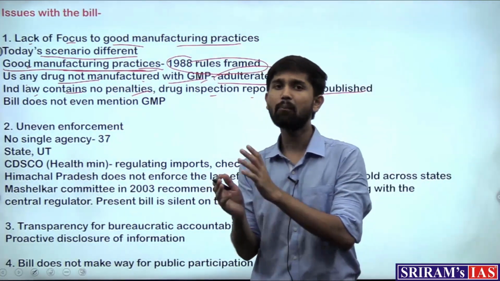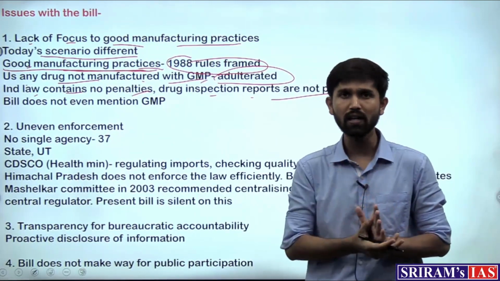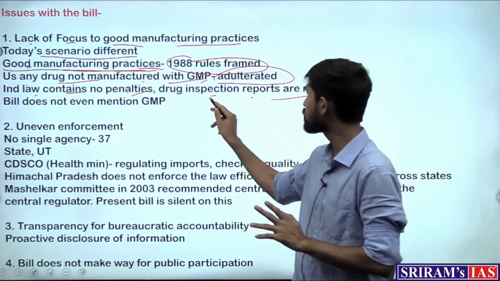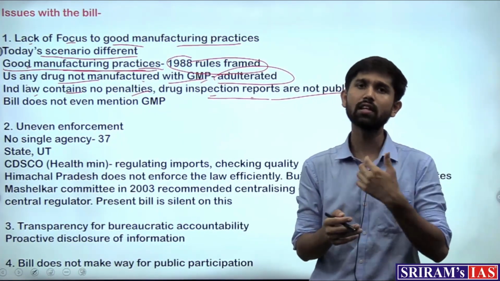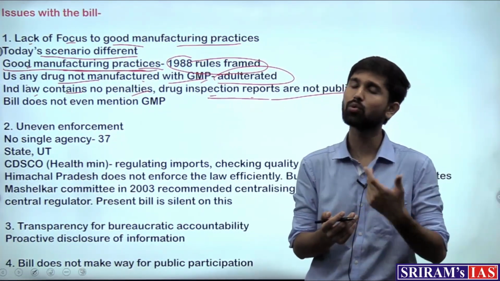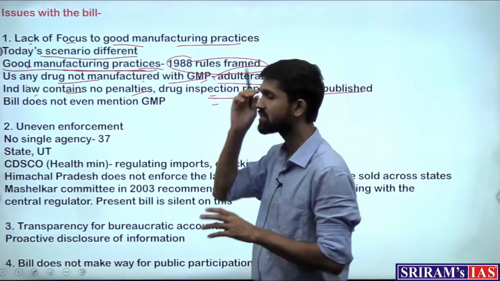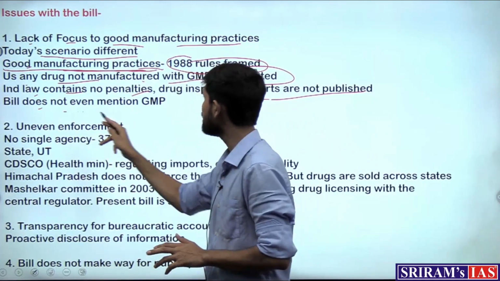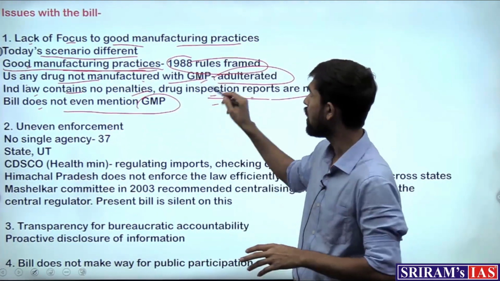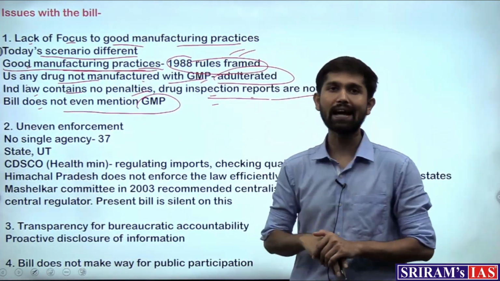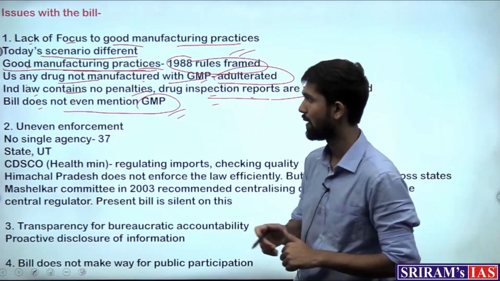So we can say that there is not much transparency, wherein even if drug inspections are done in these processing units, the reports are not published, and there is also evidence to say that efficient and transparent inspection of these drug units is also not carried out. So this is a problem, and in this context as well, the present bill does not even mention the good manufacturing practices. So the authors highlight how this problem was not being tackled earlier and is still not being tackled in this new legislation as well.